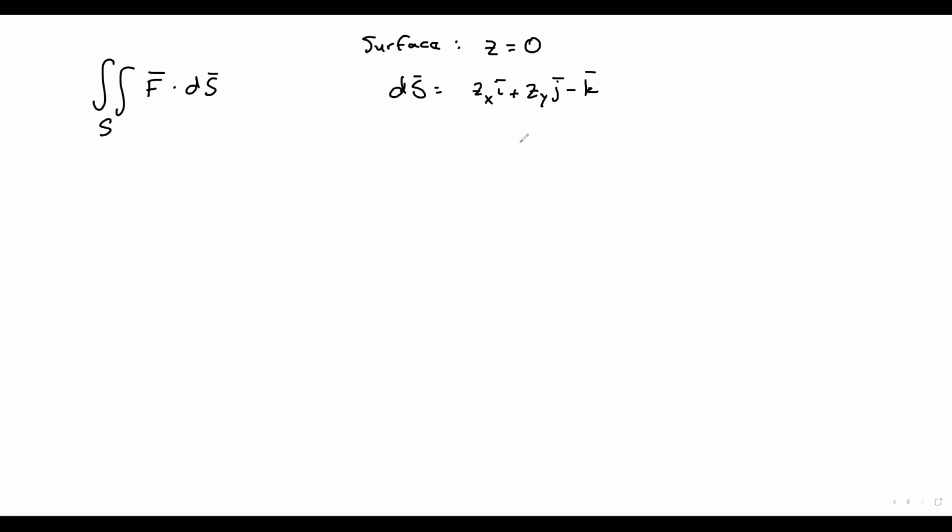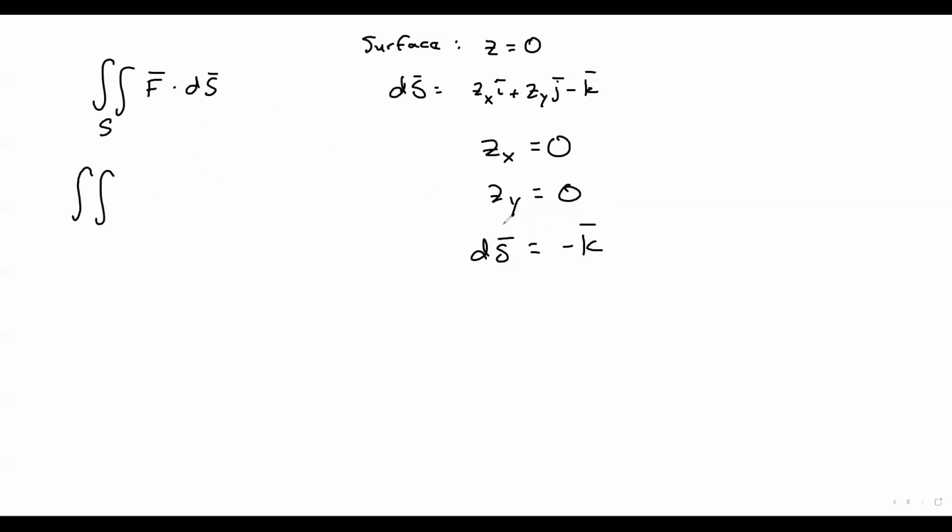All right, so to do that, we need to take z and differentiate with respect to x. Oh, look at that, it's 0. Take z, differentiate with respect to y. Oh, look at that, it's also 0. Pop those in, and what are you going to get? dS is going to equal negative k. Super simple. All right, and so now we can start changing stuff over.